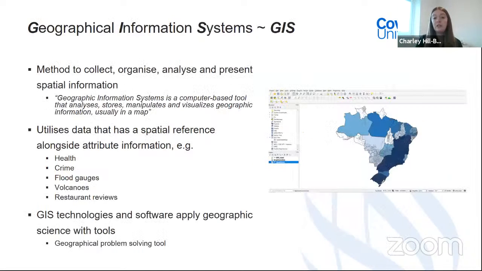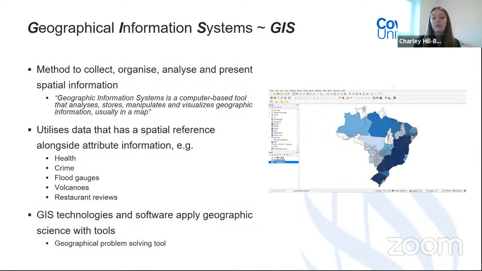So the first one, which is perhaps the one that you might be a little bit more familiar with, is GIS, Geographical Information Systems. GIS is the way that we begin to manage and collate that information into one source. I very much think of it as a geographical problem solving tool. So if you've used Excel before, you would have loaded data into Excel, and that would have come up as a table, and you would be able to look at that data and begin to think about what that data means.